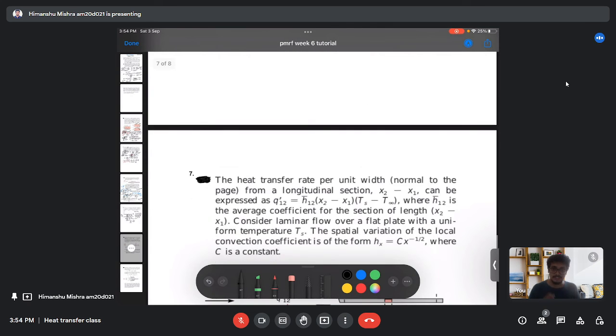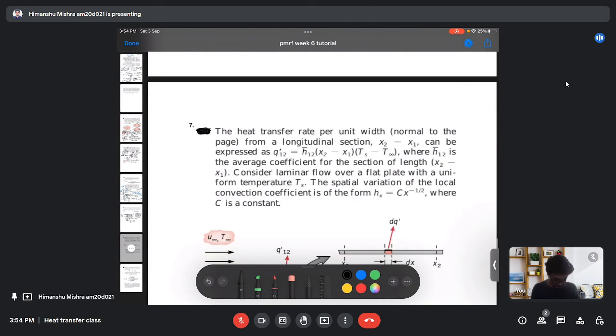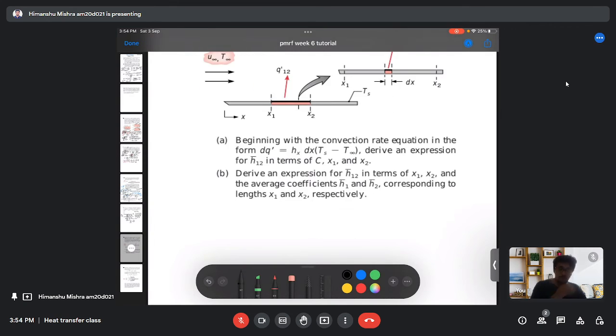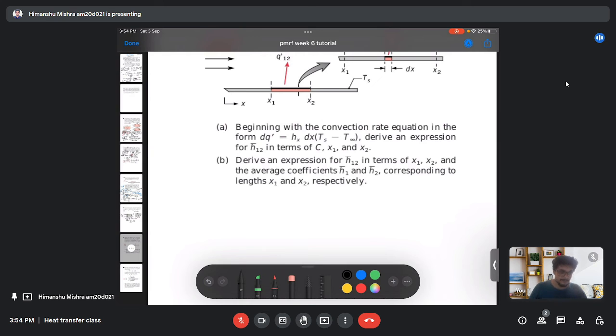Okay, so let's move to the seventh question. I will solve the second question in the next class because the time is almost up, and I don't know if this Google Meet will be operating for more than 1 hour or not. So let's begin with the seventh question.